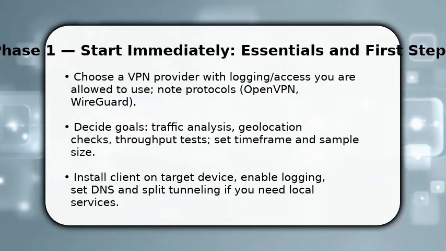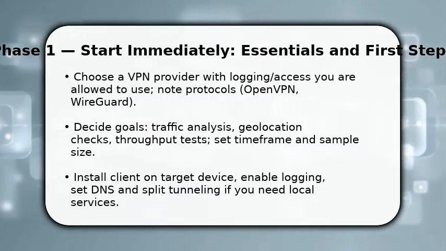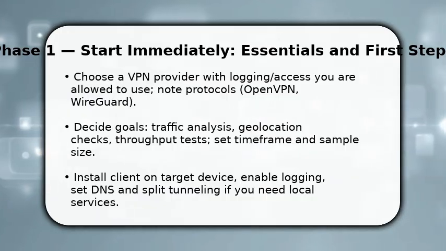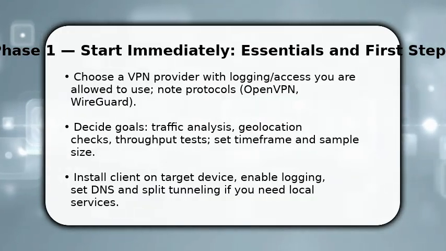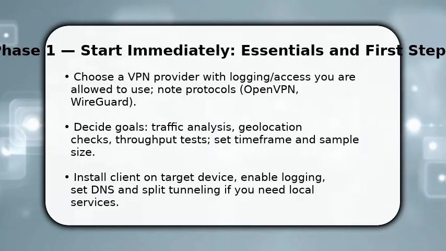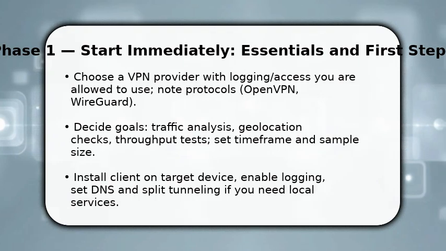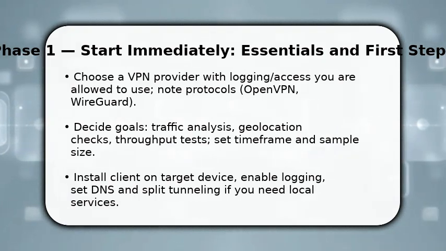Install the client on the device to monitor and enable verbose logging. Make sure DNS logging and split tunneling are set when you need local traffic excluded. Start a controlled session. Note start time and baseline throughput, so you have timestamps and performance context for later analysis.